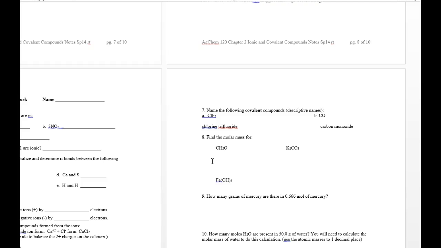Okay. So we're going to have problems of finding molar mass and using that. So let's go through number 8 here. We have to find the molar mass for CH2O. That's not very difficult, is it? If we look at that, we have to look up the molar mass for carbon, right? 12.1. Okay, so I got 12. 12.1 is carbon.